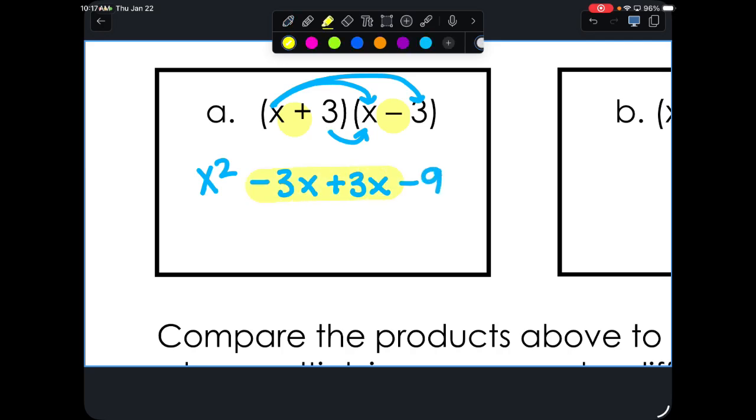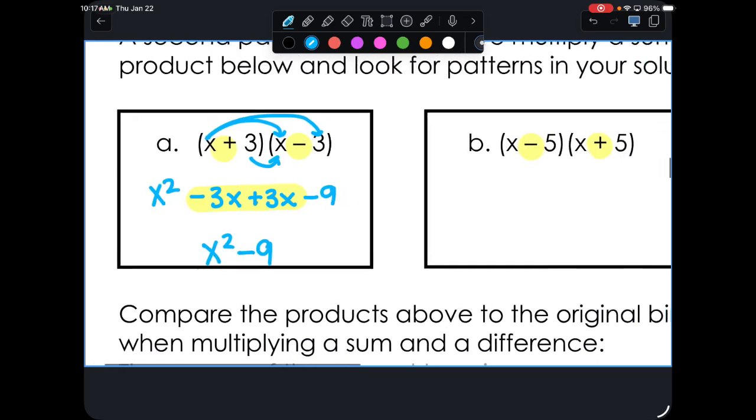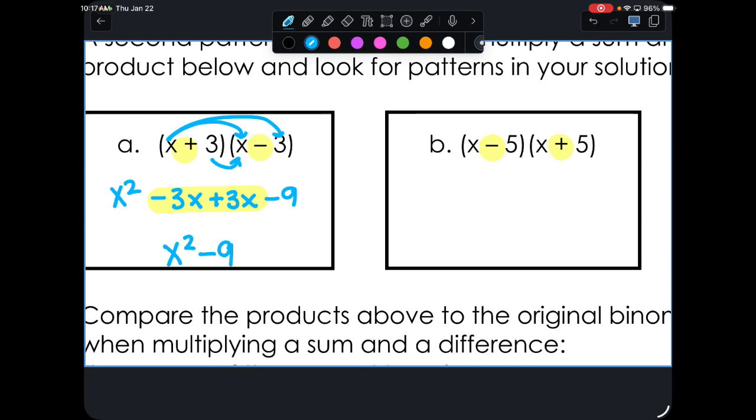They cancel out. So the middle now always cancels out. It's just x squared minus 9, right? Yep. The middle canceled out. They zeroed out, right? So these are all going to cancel out. Okay. So we've noticed that they cancel out.